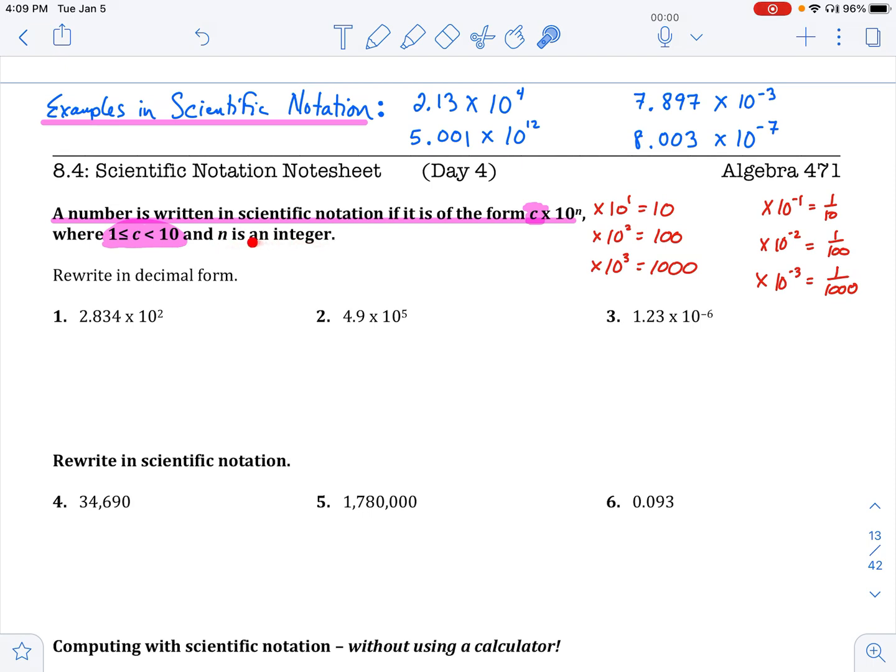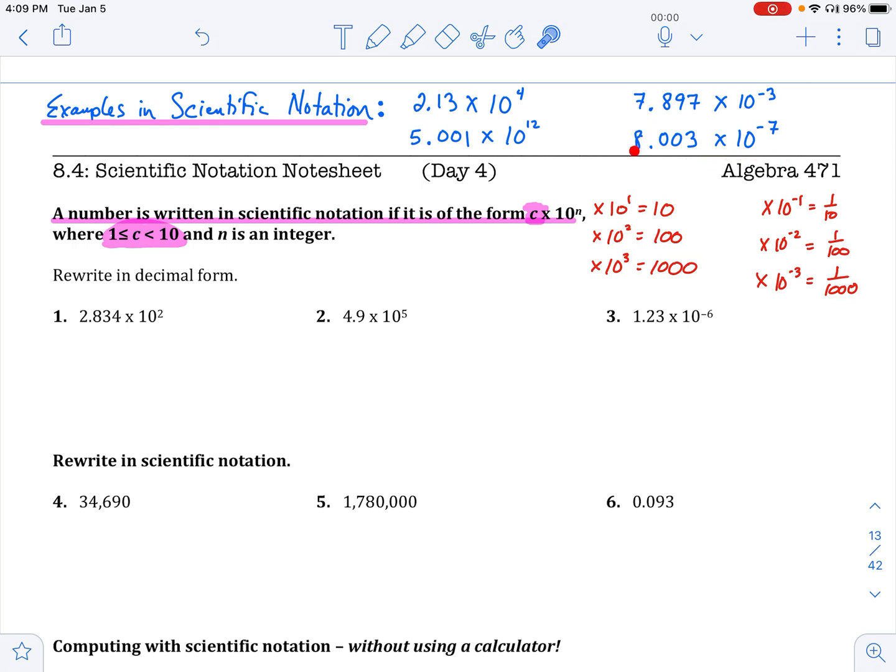And then the second part says that the exponent n has to be an integer. An integer is a positive or negative whole number. So some examples in scientific notation are up here at the top. The first one is 2.13 times 10 to the 4th, or 5.001 times 10 to the 12th, or 7.897 times 10 to the negative 3, or 8.003 times 10 to the negative 7.